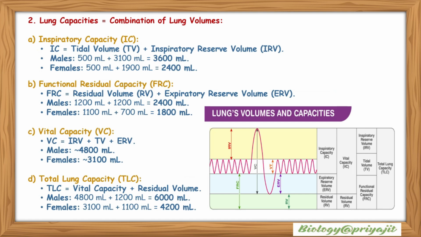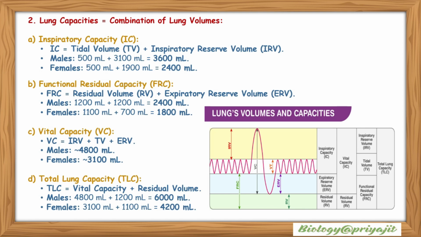Ever wondered how much air your lungs can actually hold? Let's explore your lung capacities, which are simply smart combinations of different lung volumes. When you take a normal breath and then inhale deeply, you are using your inspiratory capacity or IC, that's your tidal volume TV plus inspiratory reserve volume IRV, that is 3600 ml in males and 2400 ml in females.